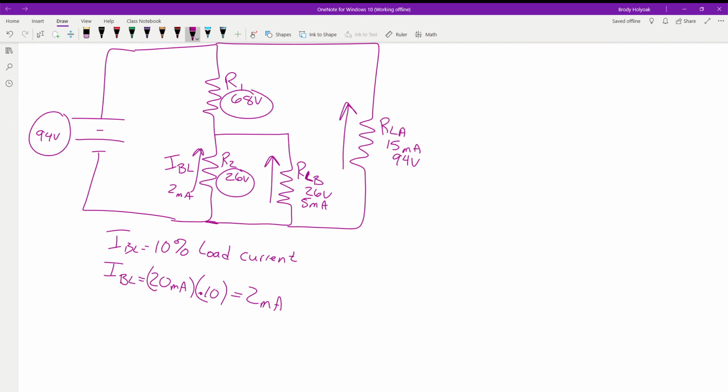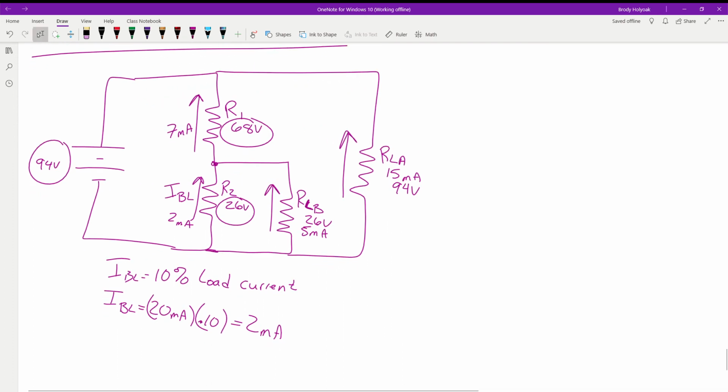And how did you find that? Good, also using Kirchhoff, remember, we have 2 milliamps coming into the node and 5 milliamps coming into the node. We have one path left, so it has to leave the node, so we have to have 7 milliamps coming out of that node.